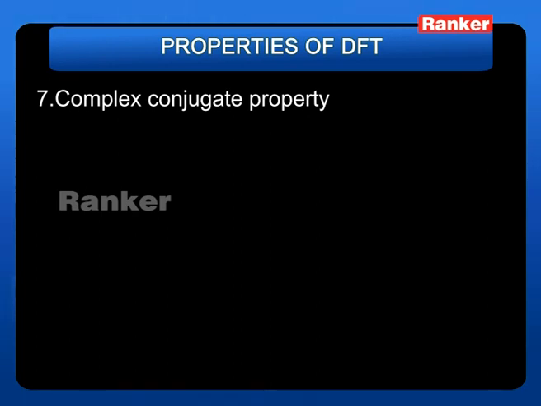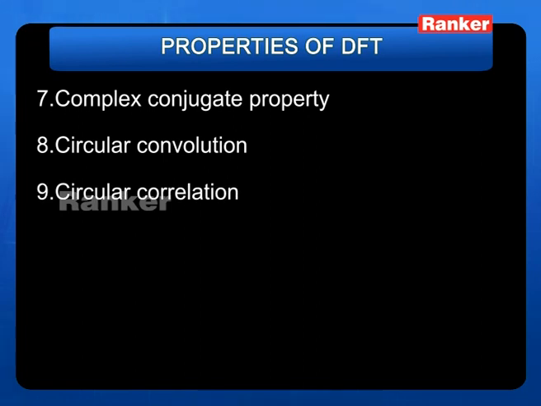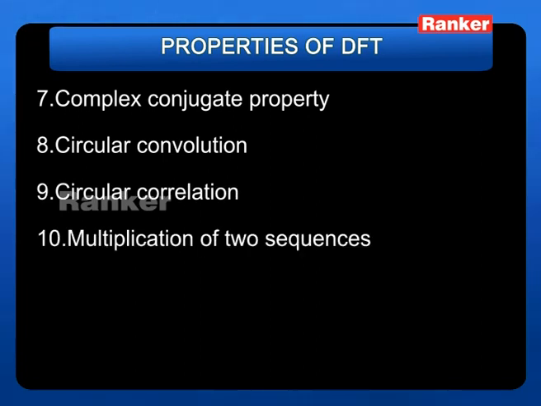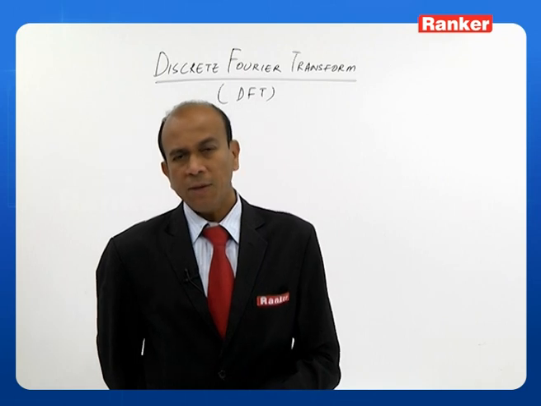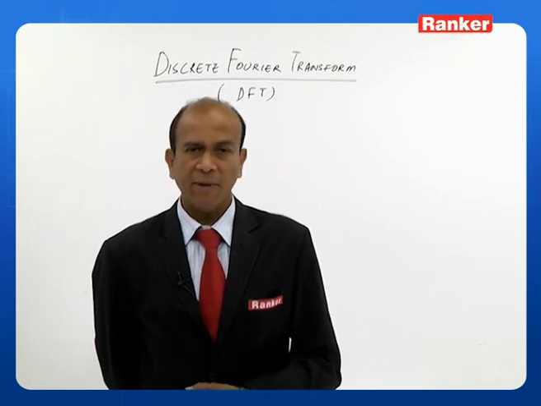So again, the complex conjugate property we'll look at. Then we look at what is called a circular convolution. Then we look at what is called a circular correlation. Then we'll see what is multiplication of two sequences, what is the property of it. And finally, we'll look at Parseval's theorem. So all these 11 properties are very important in DFT.